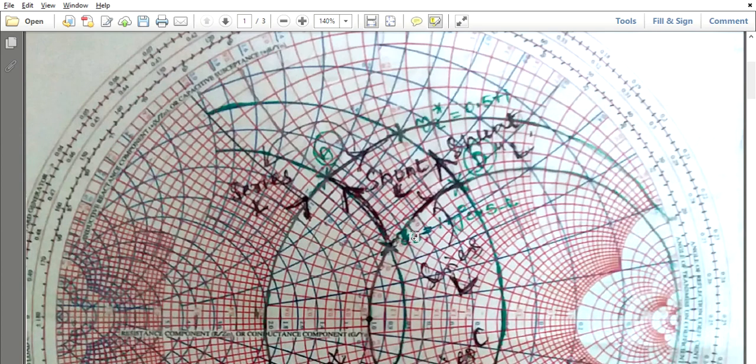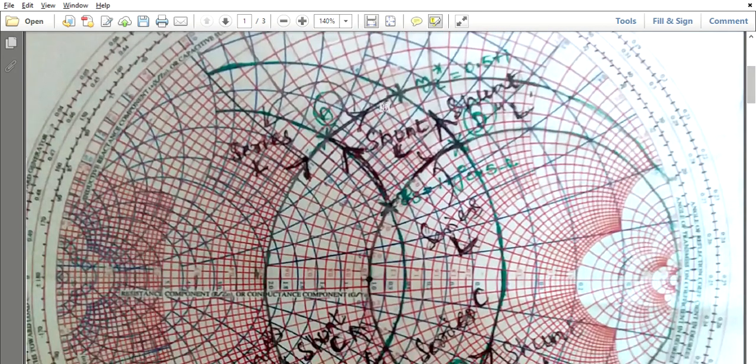So after marking ZS and ZL, you have to trace the circles which pass through the marked impedance values. So ZS you have marked, no? Through this point you will have one R circle and one G circle. The R circle is called the resistive circle and the G circle is called the conductive circle. So this is the point ZS. Through this point this is the R circle, right? And this is the G circle.